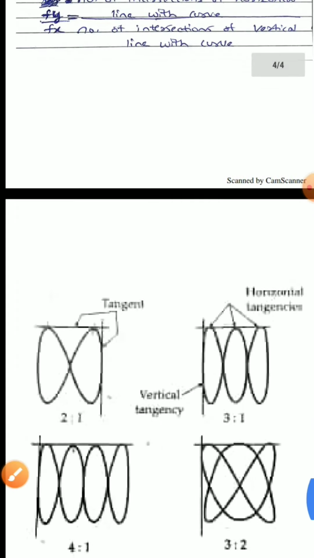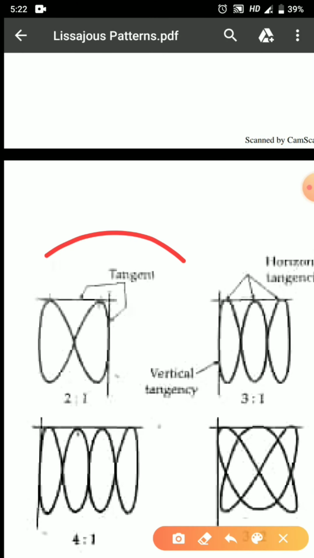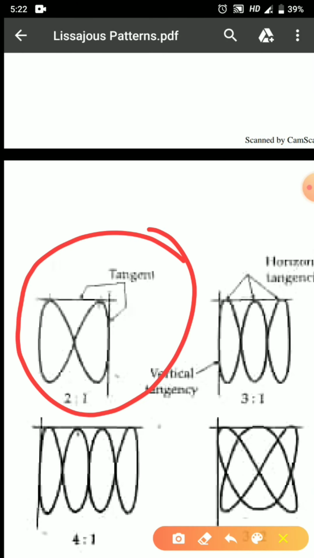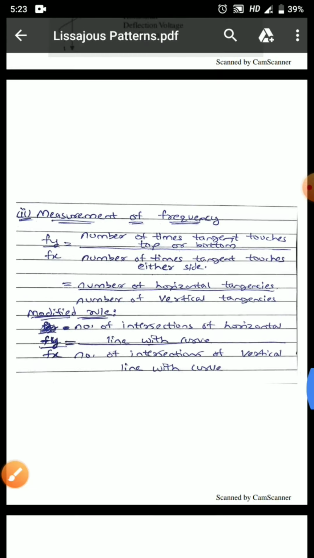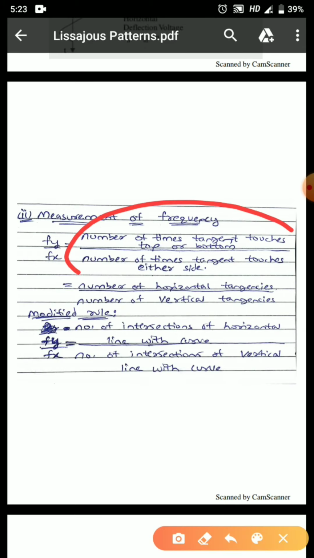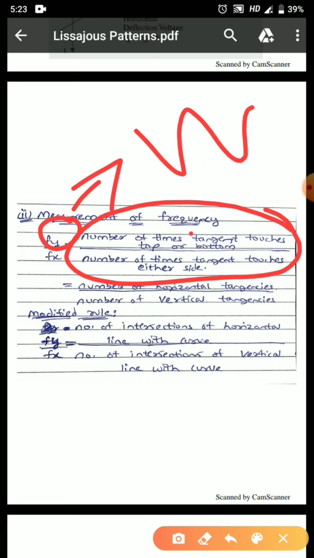Now let us see some patterns, Lissajous patterns that are formed. For example, let us consider this Lissajous pattern. It can be shown for the above case that the ratio of the two frequencies can be given using this formula, that is Fy by Fx is equal to, let us look at the first formula, the number of times the tangent touches the top or bottom. That is for Y, Y is nothing but the Y plate. The nature of the signal given to the Y plate can be determined by the number of times the tangent touches the top or bottom.